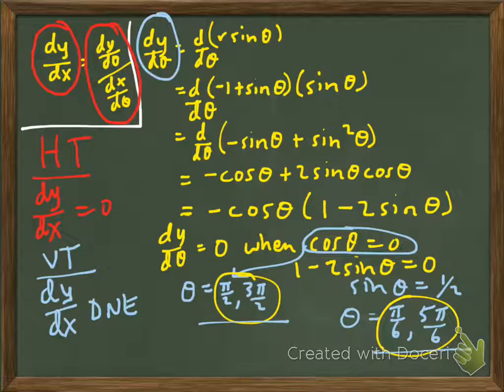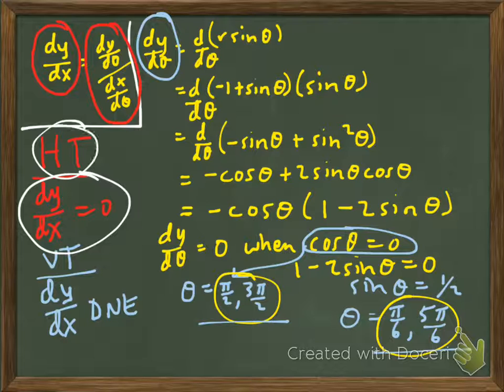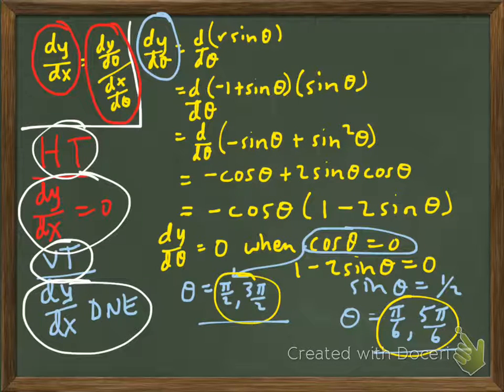It might be a little bit intimidating, but nevertheless, you're supposed to understand that when dy/dx is equal to 0, we have a horizontal tangent line. When dy/dx does not exist, that's a vertical tangent line. So how do we find dy/dx? Well, dy/dx is (dy/d theta) over (dx/d theta). So we have to find each of those like we did in the notes.